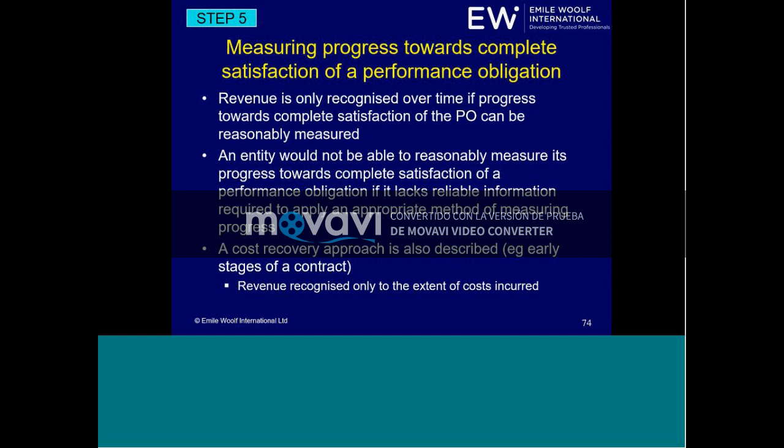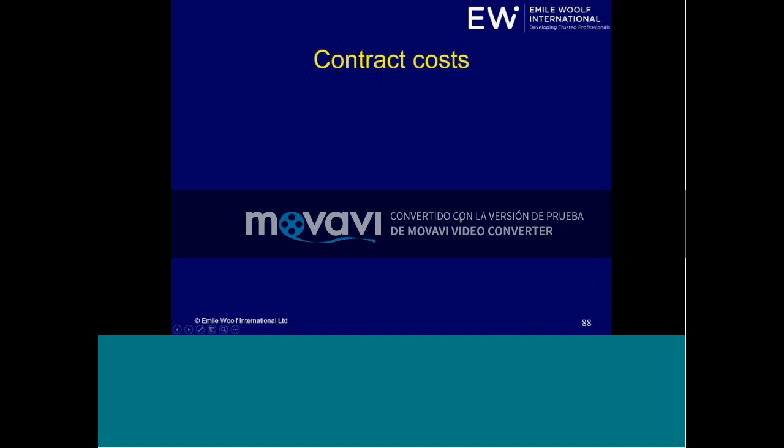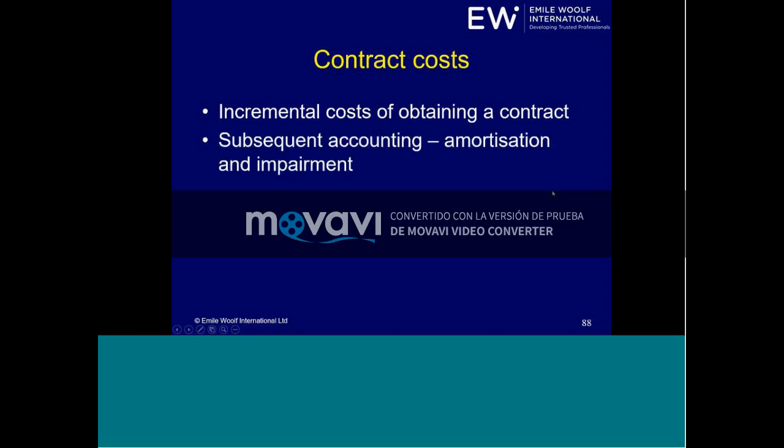It also deals with costs, and in particular, the accounting method for all of us, other than in America, is capitalizing the incremental costs of winning business, winning a contract. Subsequent accounting of those costs is that they get amortized, perhaps along with the pattern of revenue, and they're also tested for impairment. So those two ideas are new.